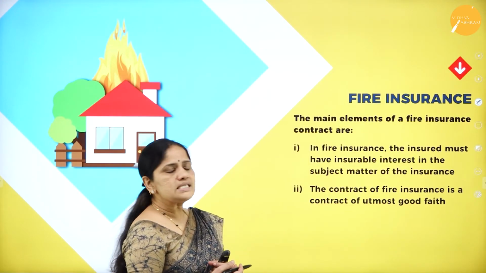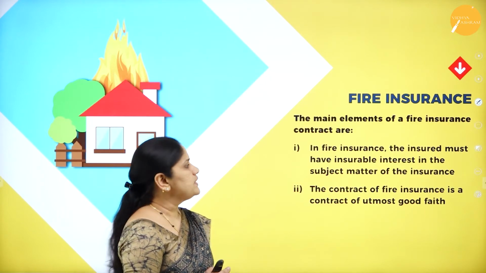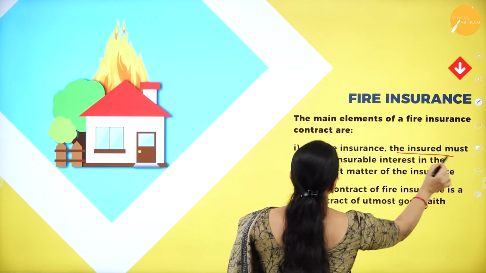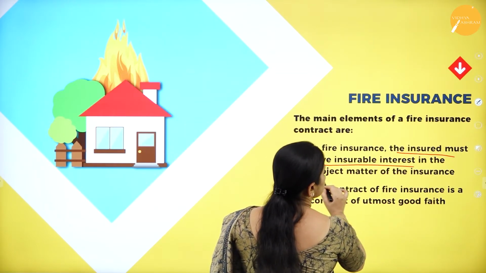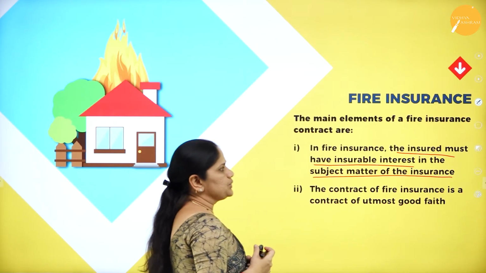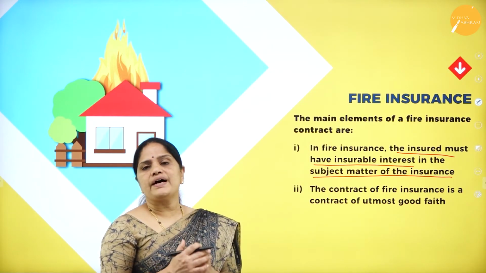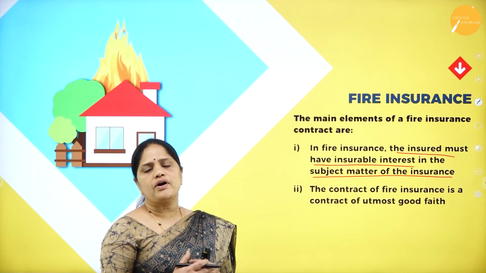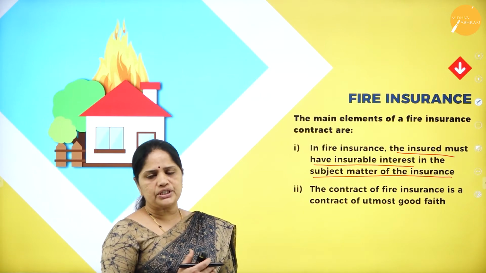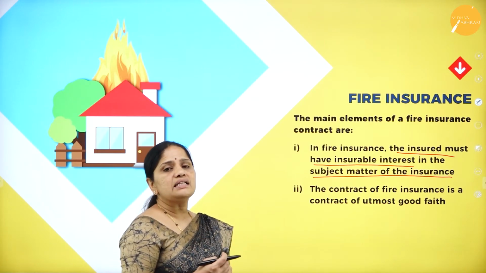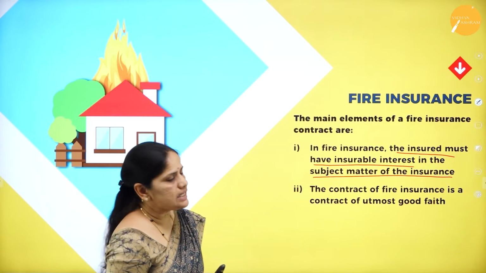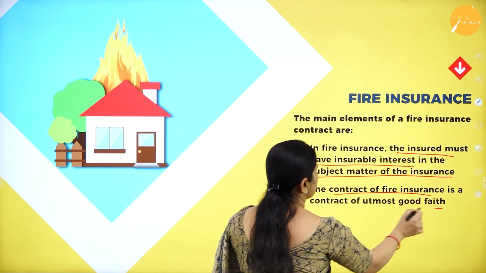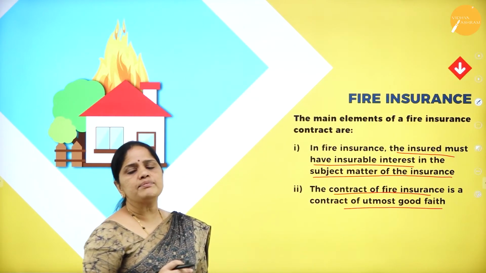Next, let us have a look at the elements of fire insurance. The main elements of fire insurance are, first, the insured must have insurable interest in the subject matter of the insurance. That is, in case of fire insurance, the insured must suffer a loss or damage because of damage to that particular property. In other words, he should have insurable interest in the property.